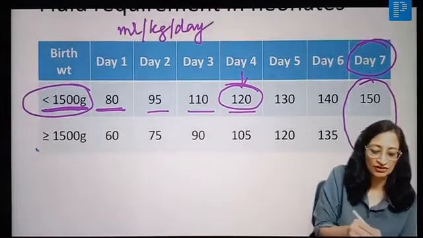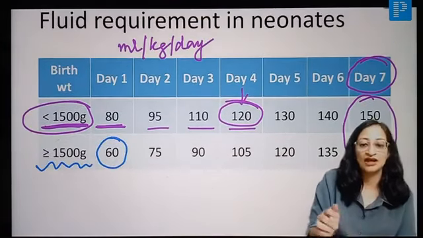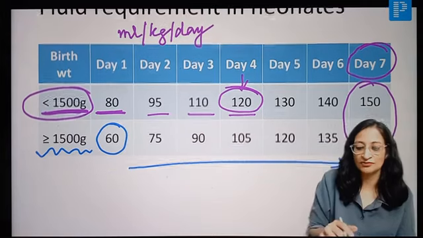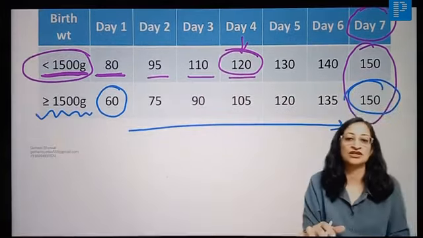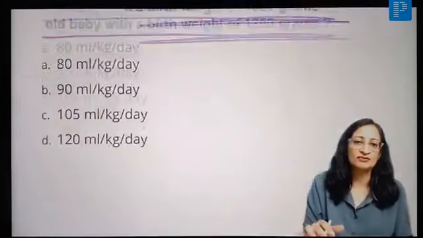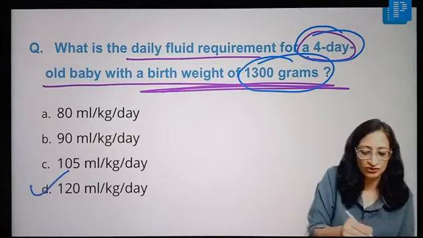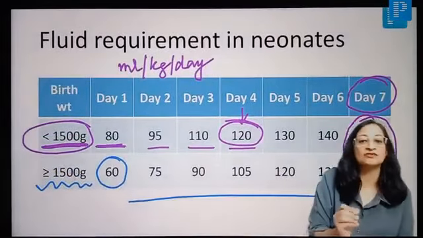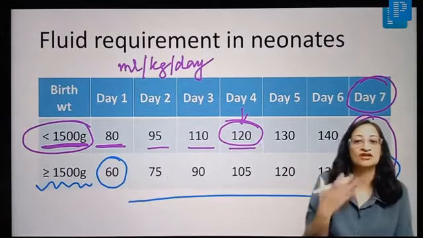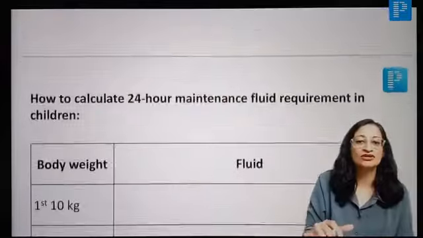If the birth weight is greater than or equal to 1500, you start with lesser fluid, 60 ml per kg per day, and again you keep on increasing by 15 ml per kg per day to be precise, and finally by day 7 it reaches 150 ml per kg per day. So coming back to our question, fluid requirement in the baby with birth weight less than 1500 grams, day 4 it is going to be 120 ml per kg per day. So in babies with birth weight less than 1500, you start with 80 ml per kg per day. In babies with birth weight more than 1500, you start with 60 ml per kg per day. You go on increasing, and by day 7 it becomes 150 ml per kg per day.